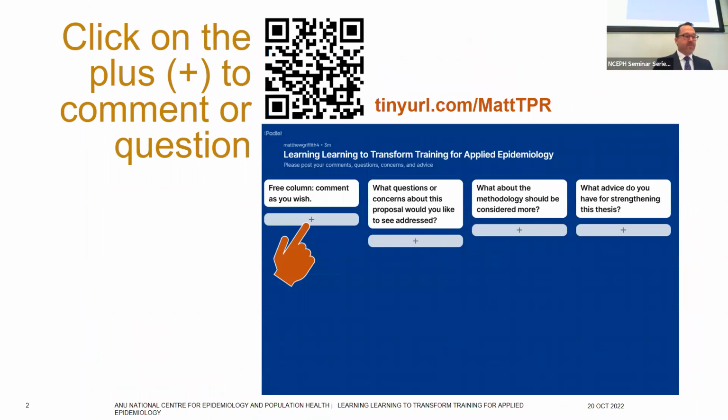There are questions on the Padlet for you, and there is a free column for suggestions, critiques, and questions. I will stop periodically to address some of your remarks. And those that I cannot address today will be captured on the Padlet so that I can consider them later. So please do put thoughts in there as we go through this.